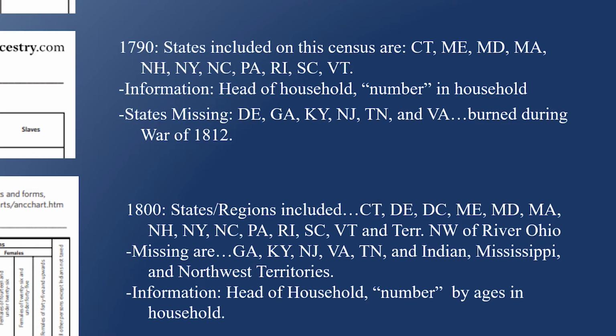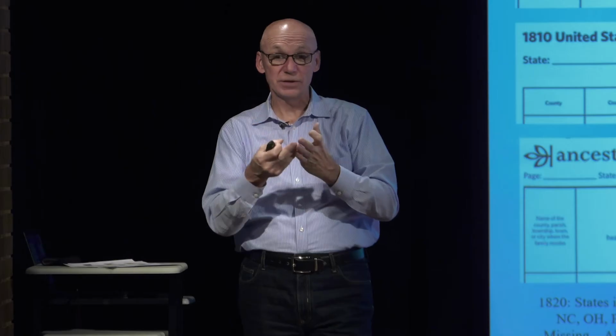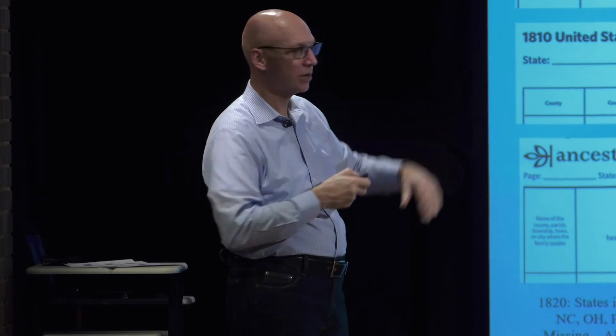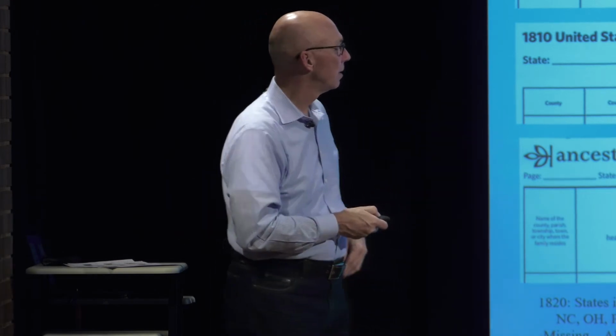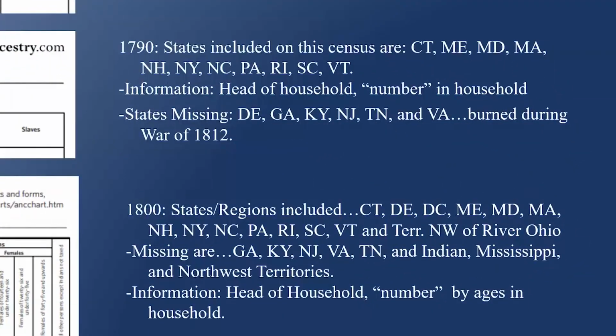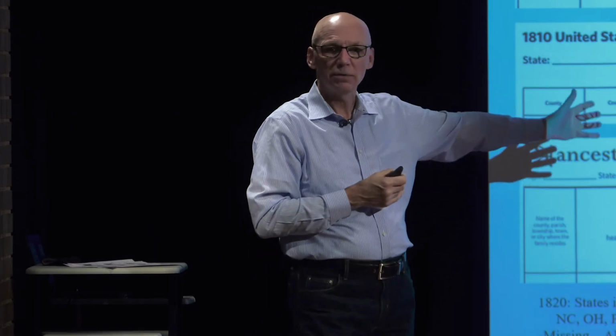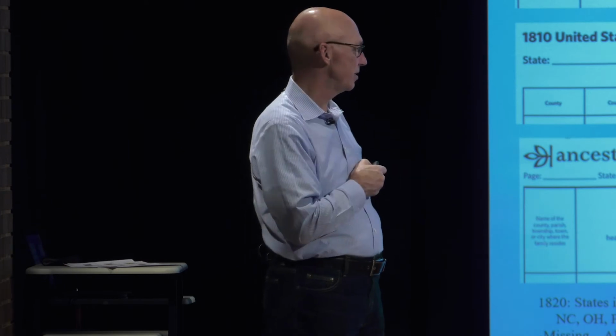If you go into Ancestry Library Edition, MyHeritage and FamilySearch, you will see what areas will not be cited on these particular census records. For example, in 1790, you'll notice that the states missing are Delaware, Georgia, Kentucky, New Jersey, Tennessee, and Virginia. That's because all of these records were burned during the War of 1812. So census records were not simply put aside and kept nice and pristine. They suffered damage, as we saw with the 1890 records, even the 1790 records.